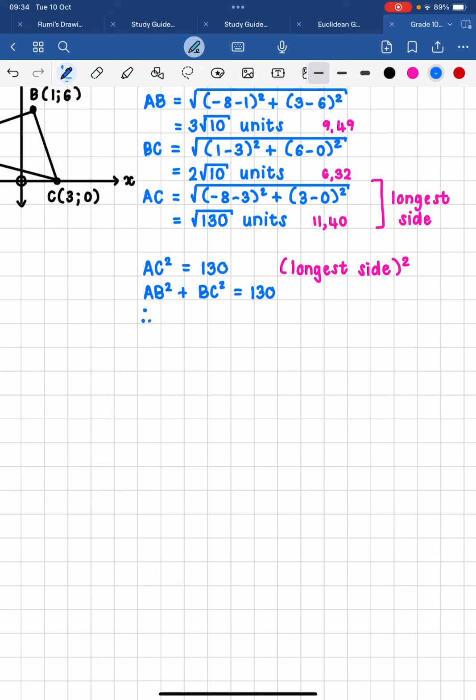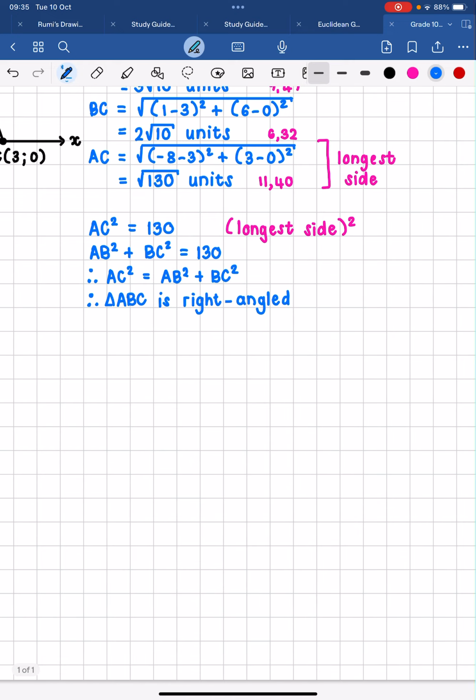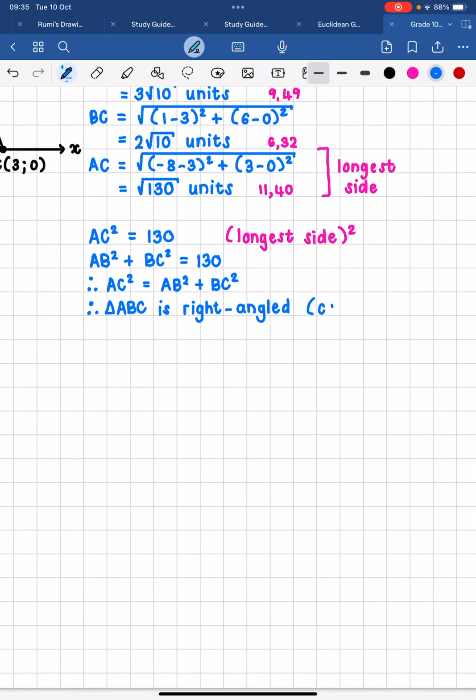Okay, so please, to get full marks, you have to say, therefore, AC squared is equal to AB squared plus BC squared. Therefore, triangle ABC is right angled, or is a right angled triangle if you want. That's also fine. And now it's very important, guys, that here we actually have to write a reason. We have to say converse Pythagoras.